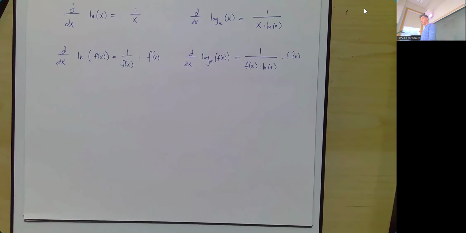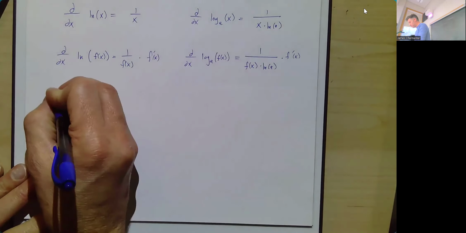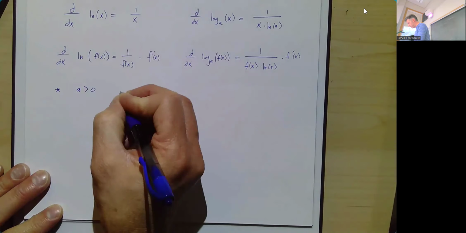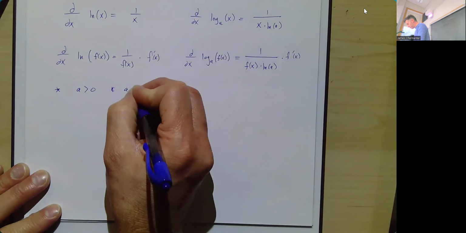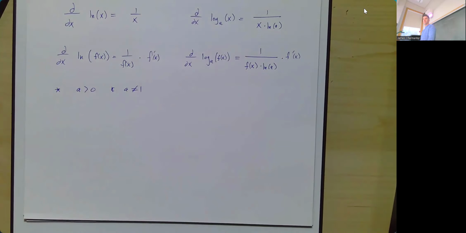Just like before, your base still has to be positive and not equal to 1. Can't have a negative base for a logarithm, it'd be super weird.